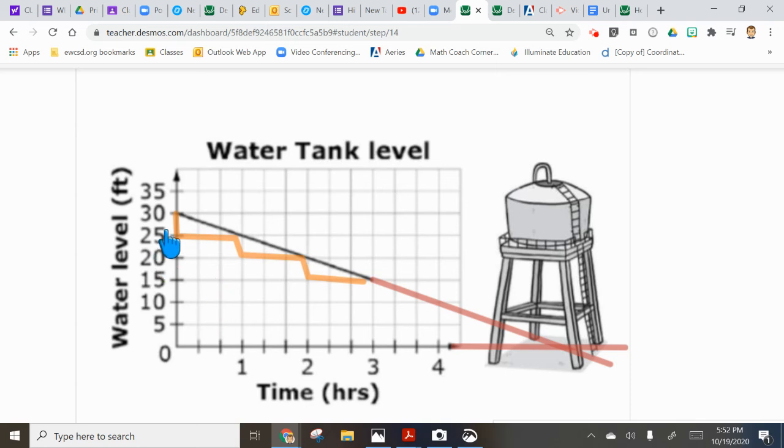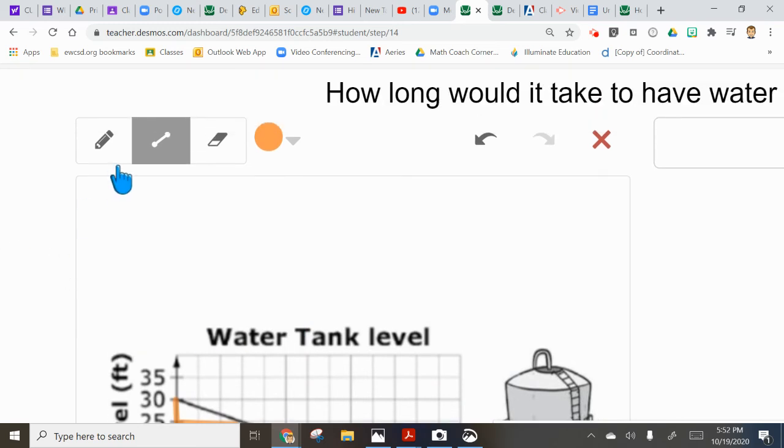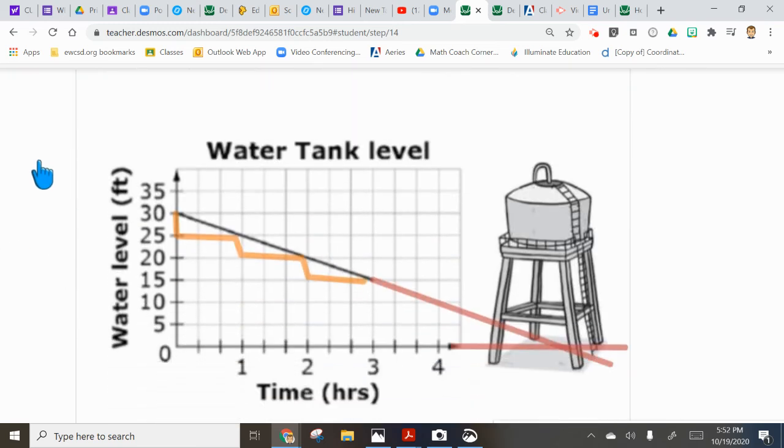I'm going down 5 over 1, down 5 over 1, down 5 over 1. So if I literally wanted to do this as an equation, this is how I could do it. Y equals down 5 over 1 x, and what's my y-intercept? Plus 30. Now, oops, run out of room, plus 30. The question is, what is it when it's at 0? This is my water level. How long would it take you to get to 0?